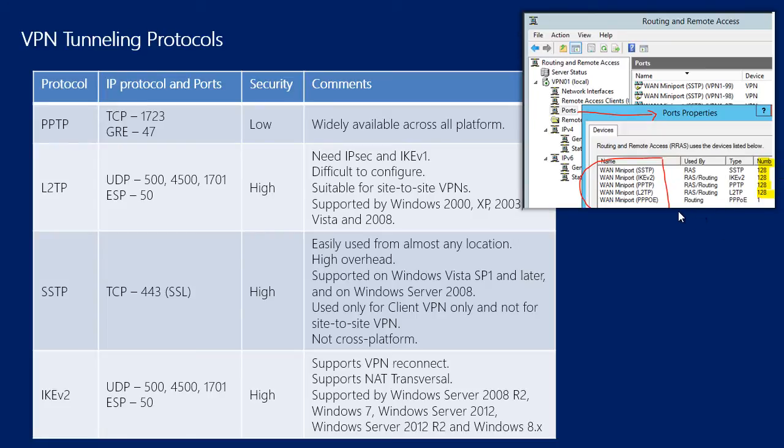Let's say you have 10 VPN users who use the L2TP protocol to connect to the corporate network. Then you need to modify the number of L2TP ports to use only 10 of the 128 ports. And if you're not going to use other VPN tunneling protocols, then you can change the number of ports from 128 to 0. Also, you can configure these protocols not to be used by any connection. So let me show you how to do that.